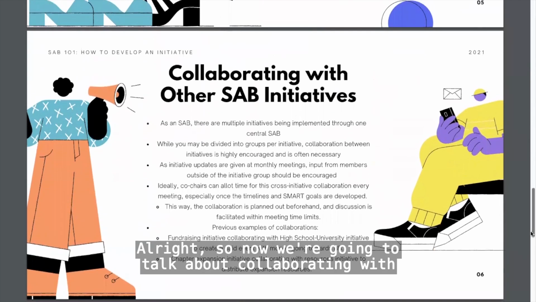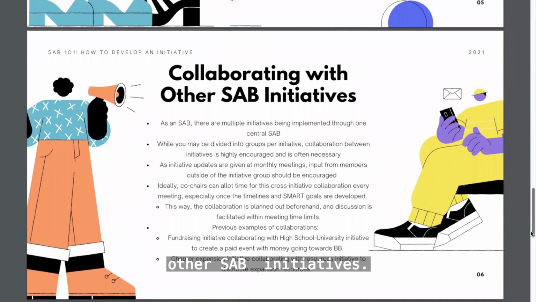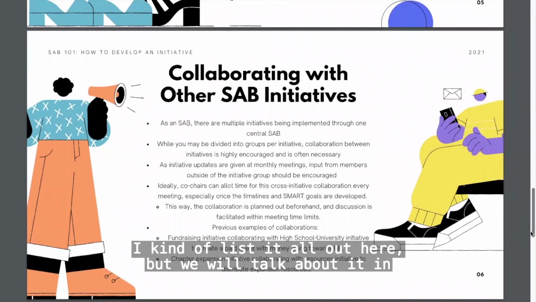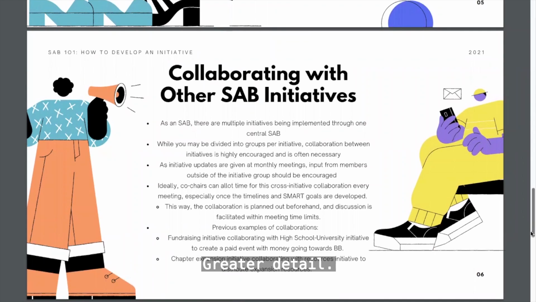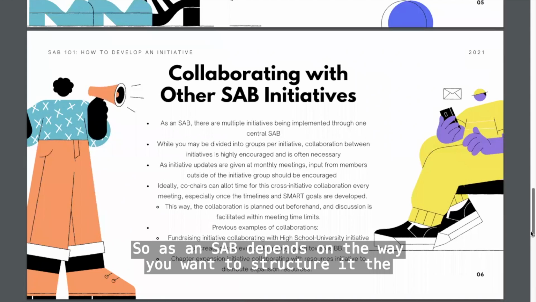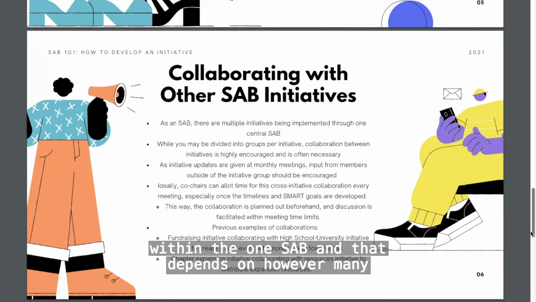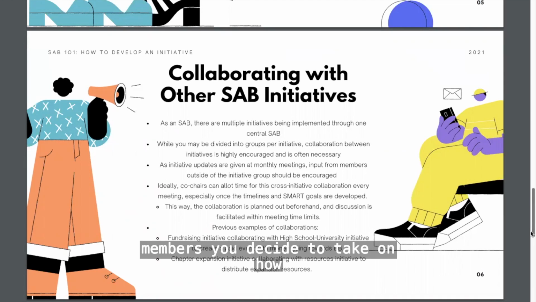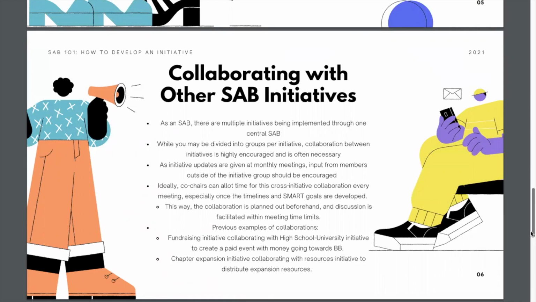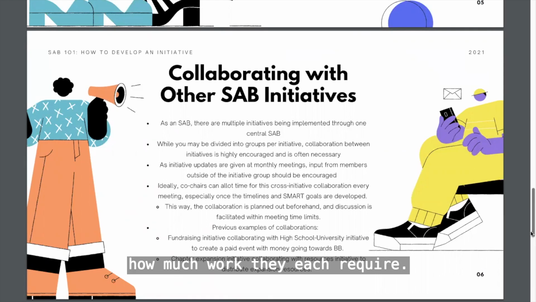All right, so now we're going to talk about collaborating with other SAB initiatives. I list it all out here, but we will talk about it in greater detail. As an SAB, it depends on the way you want to structure it. But the way we recommend is that you have various initiatives within the one SAB, depending on however many members you decide to take on, how deep the initiatives are, and how much work they each require.